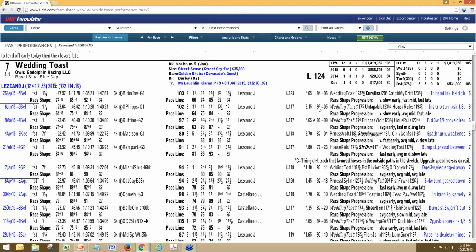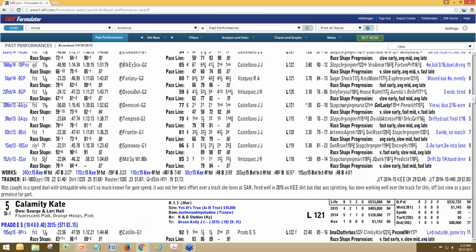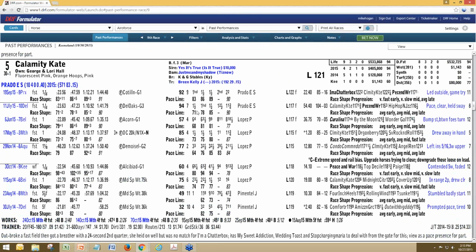Calamity Kate ran a much faster than par race last time out in the Cotillion. Right. So there's every possibility with Edgar Prado from post position number 5, looking at the pace figures, that Calamity Kate might actually try to get the jump on Wedding Toast early. And since Calamity Kate's a 30-to-1 long shot, that might be the strategy as they figure out their best chance of pulling the upset, is maybe getting the jump on Wedding Toast if she gets a good break from the gate. Right, yeah, the whole fastest horse from the inside angle.